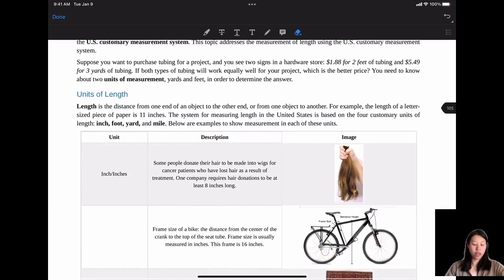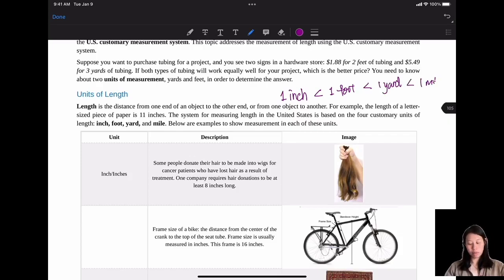Okay, so for the unit of length, based on the US customary system, we have 4 units in total. We have inches, foot, yard, and miles. So here you should know that 1 inch is the smallest unit, and then 1 foot, and then 1 yard, and the largest one is 1 mile.